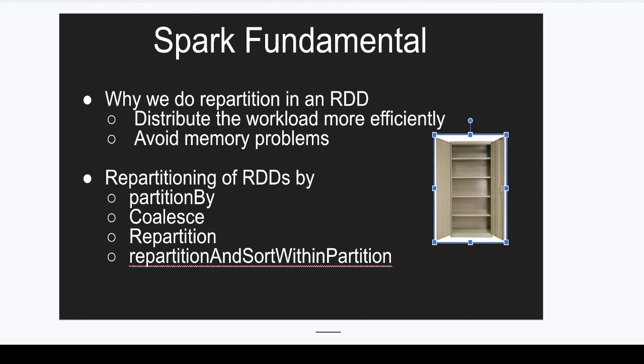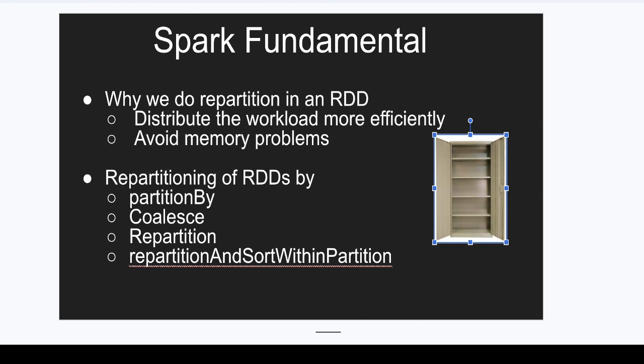Coalesce is the same as repartition, but its shuffle parameter is false. Without shuffling it will do the partitioning. What that means is, if in two partitions we have the pants, it will remove that partition and put all the pants together. So it will try to reduce the partitions.